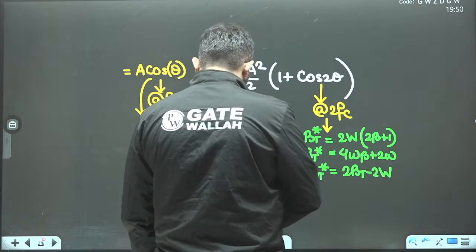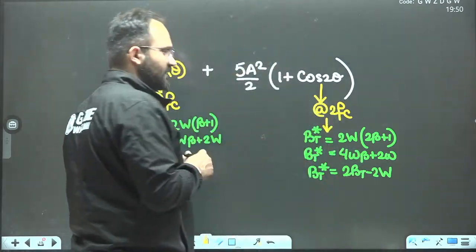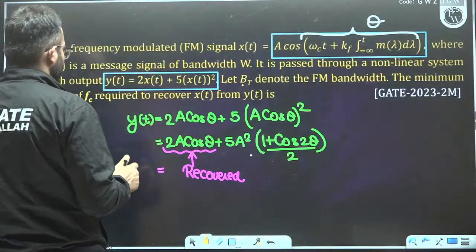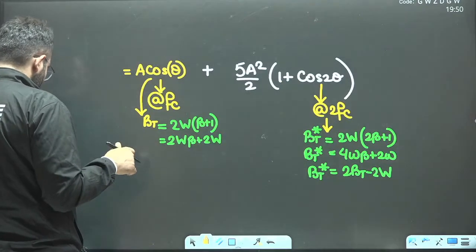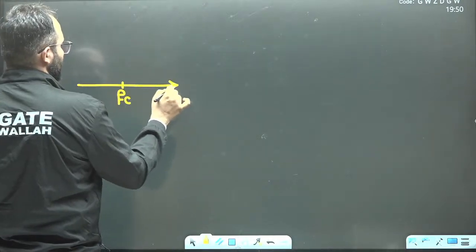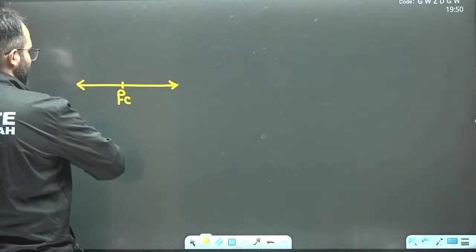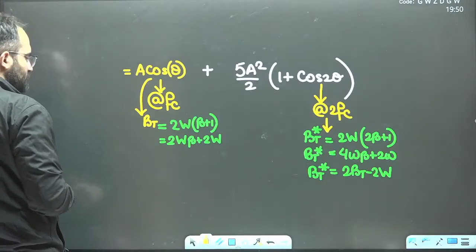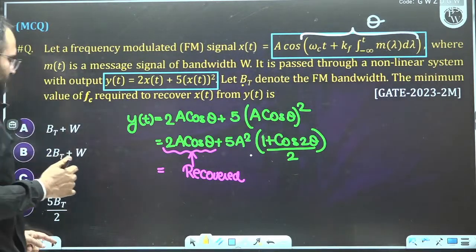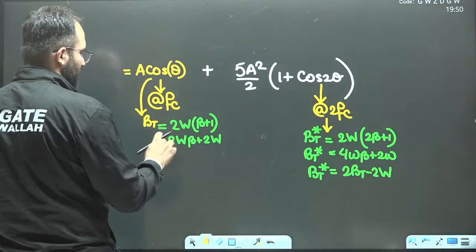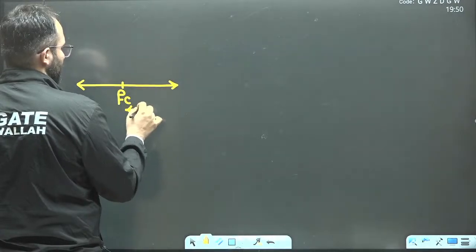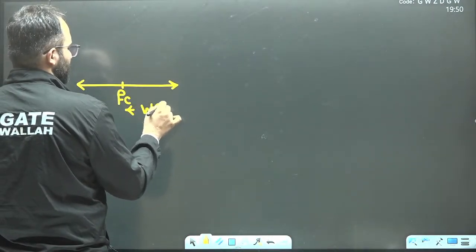Now, what should be the relationship? What should be the carrier frequency? This is a very beautiful question. Let's try to answer. So here, the first term is at FC, and the bandwidth is calculated both sides, right side as well as left side. Or we can talk of the swing. So we look at the one-sided bandwidth. The one-sided bandwidth will be W beta plus W.